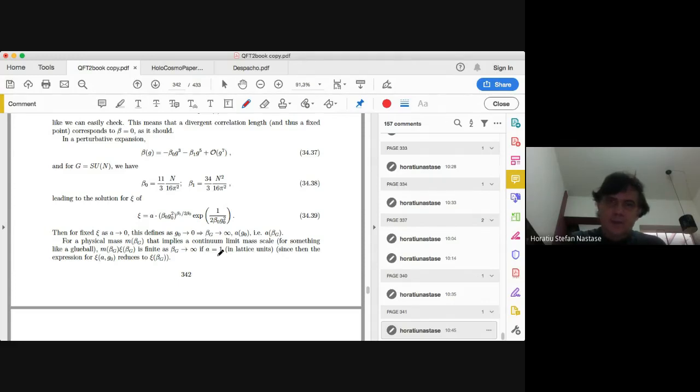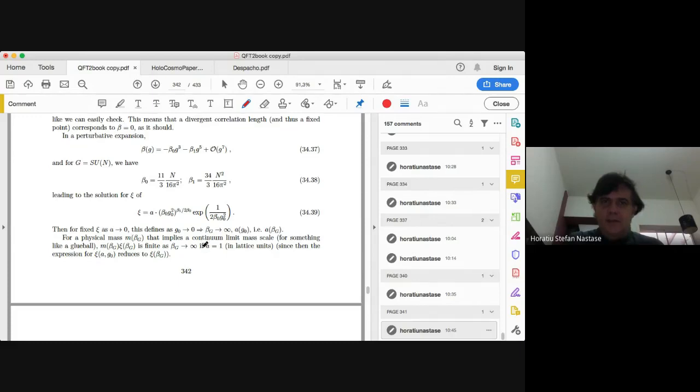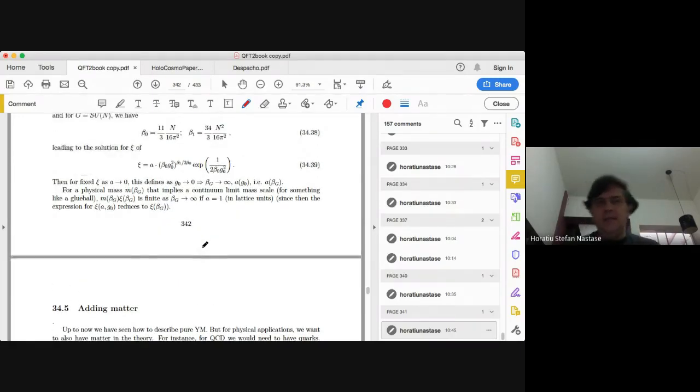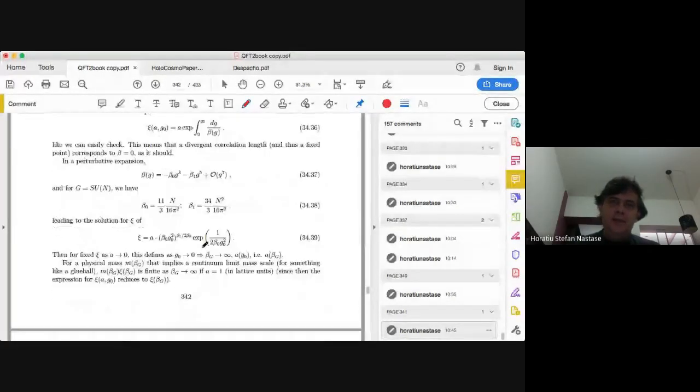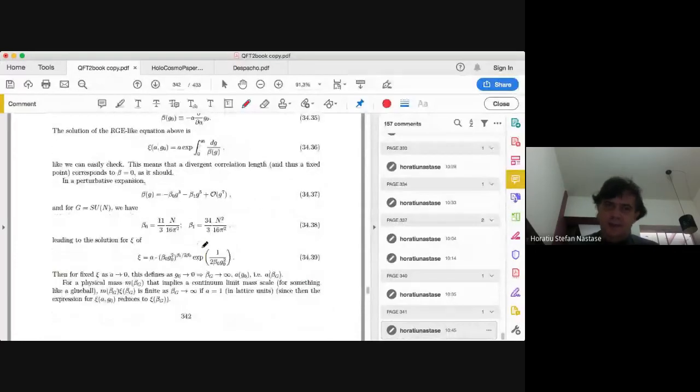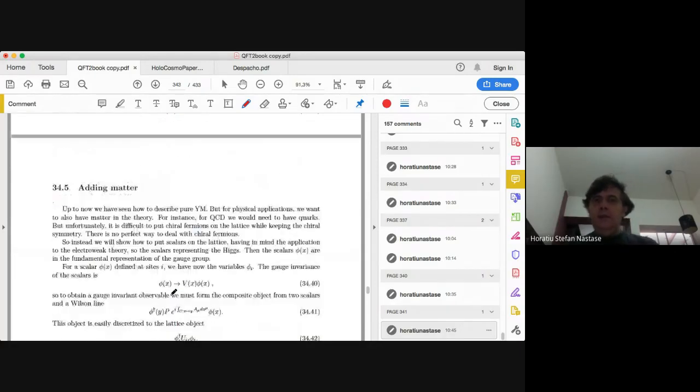If I put a equal to 1, meaning if I consider the lattice. Okay, so this is the way one should define the continuum limit from the point of view of the lattice. You define m of beta g and psi of beta g, as before, and then you have to consider the limit that beta g goes to infinity, and then this thing is supposed to be finite in that limit. All right.